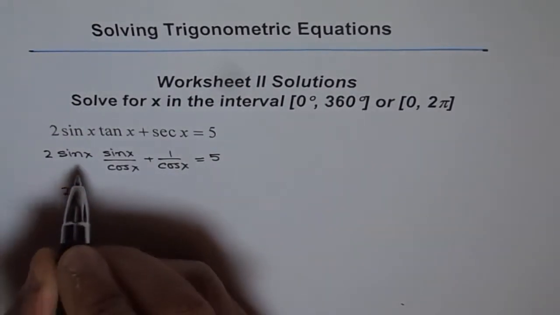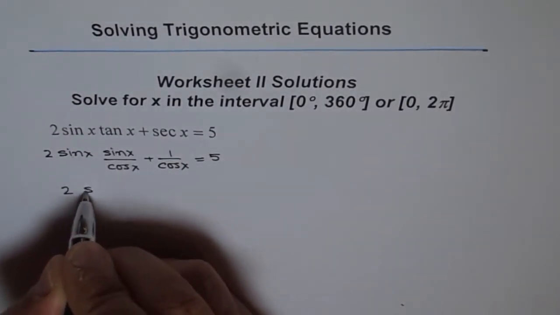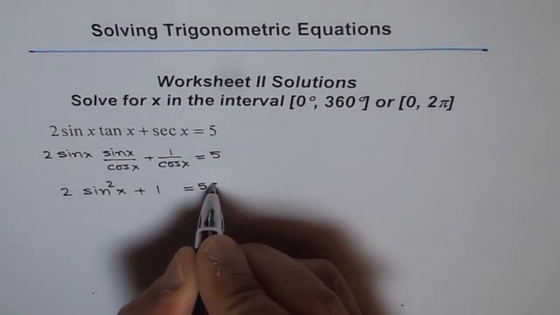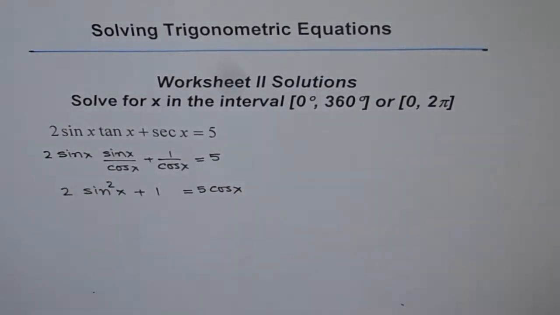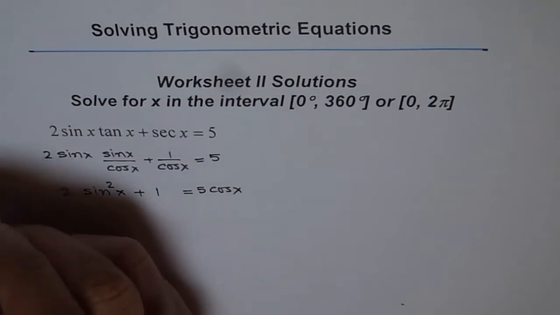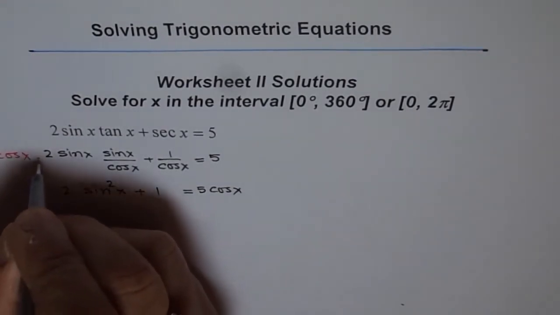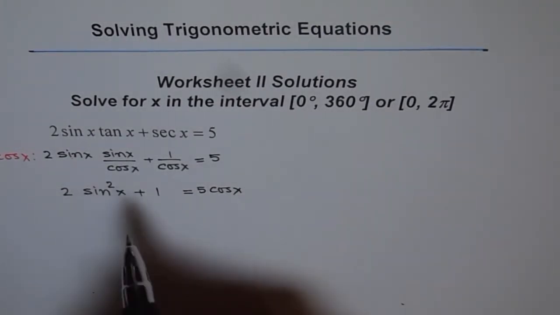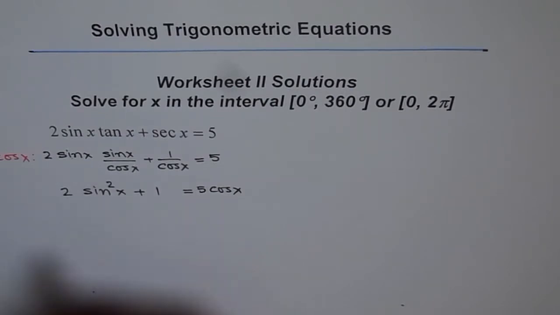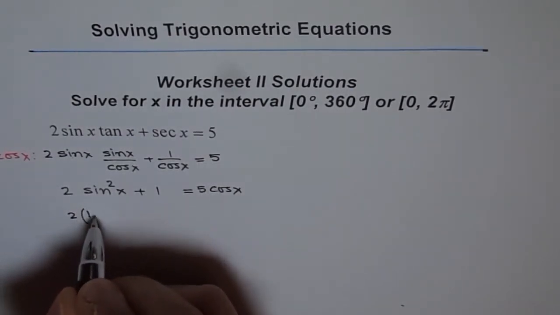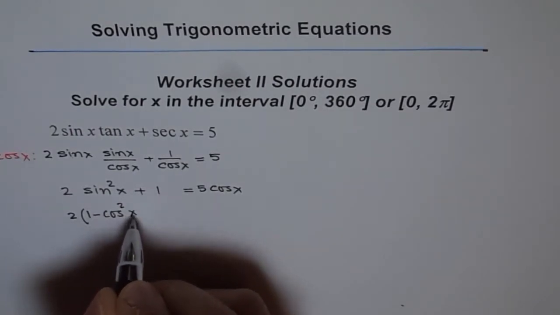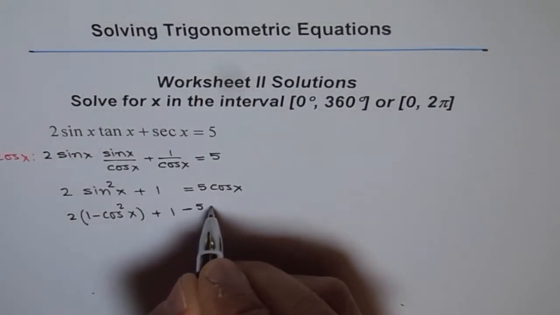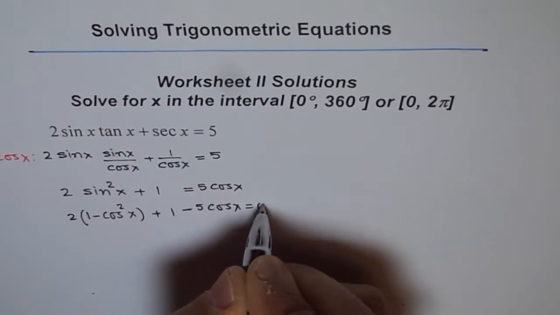While I do that, I'll also multiply sin x and sin x to get sin square x. Sin square x plus 1 equals 5 cos x, correct? So what we did here, we multiplied both sides by cos x, right? So we get this. Now from here, we can write sin square x as 1 minus cos square x. We'll write 1 minus cos square x plus 1, and we can bring 5 cos x to this side, getting minus 5 cos x equals 0, correct?